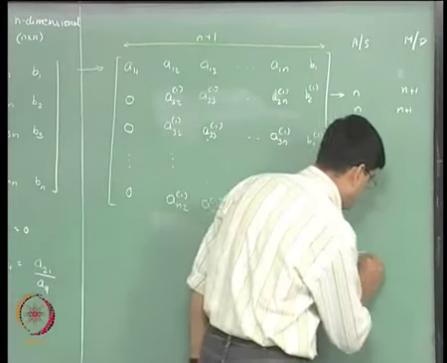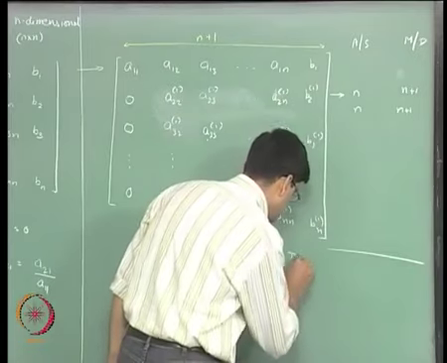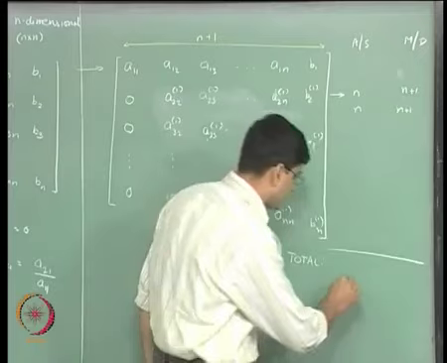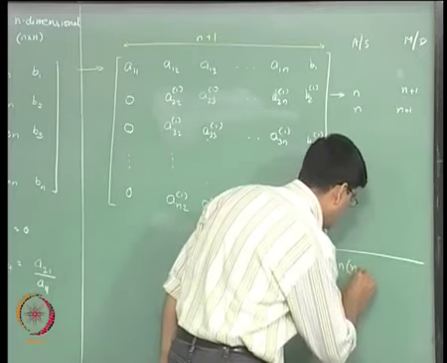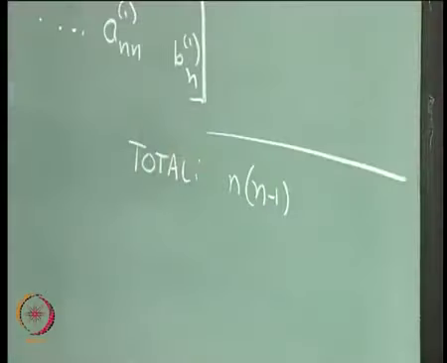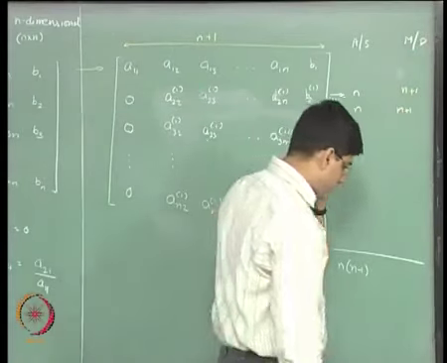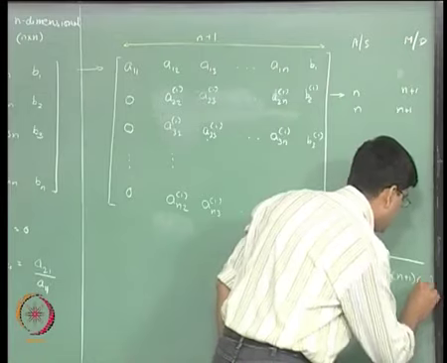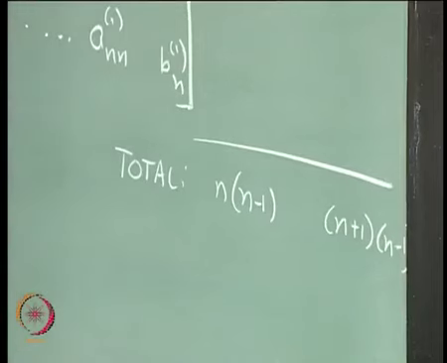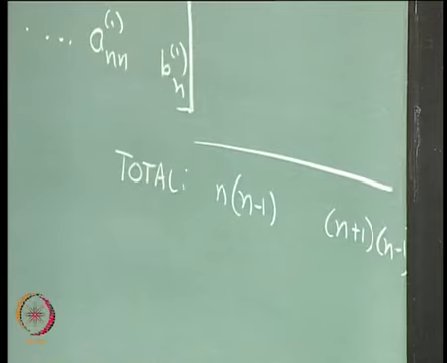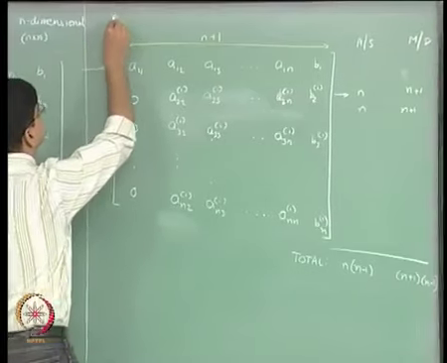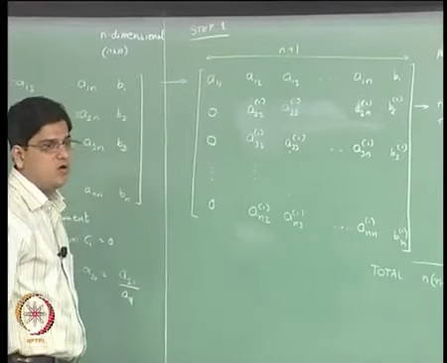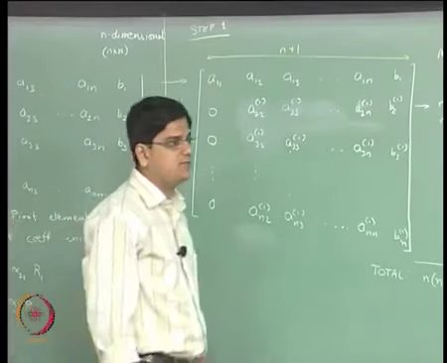So the total number of addition subtraction steps is going to be n multiplied by n minus 1, and the total number of multiplication division steps is going to be n plus 1 multiplied by n minus 1. This is at the end of step 1. Now we will go ahead and see what happens in step 2.